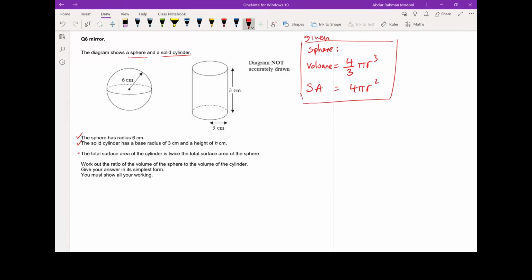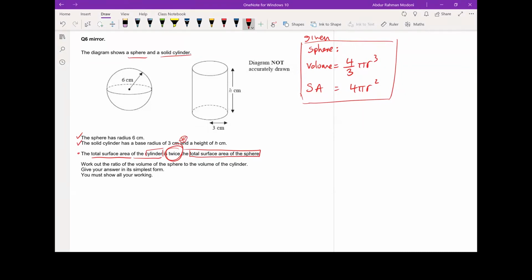Then it goes on to say the total surface area. At this point, I'm going to stop and I'm going to work out the total surface area of the cylinder, and then I'm going to work out the total surface area of the sphere. I know it's saying here that the total surface area of the cylinder is twice that of the sphere, but I'm going to work out cylinder and surface area first of all using my formulas that I know, and then I'm going to use the part that says twice to set up an equation. We'll see how. So this is the skill that we're looking at here, setting up equations.